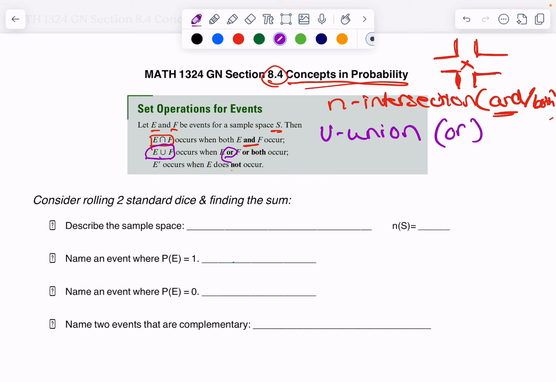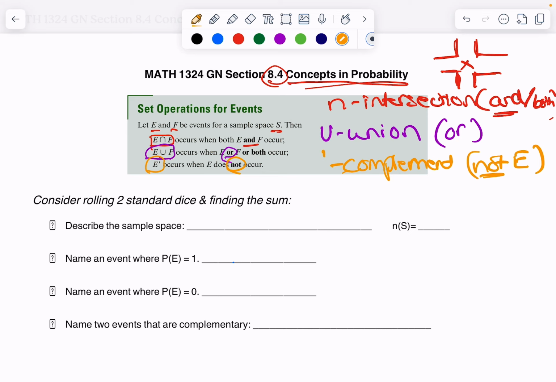Next one is the little hyphen here, or I'm sorry, it's not a hyphen, it's an apostrophe, which is the complement, so they're complementary. That means when event E does not occur. So when you see the word not, that is when we use the complement.